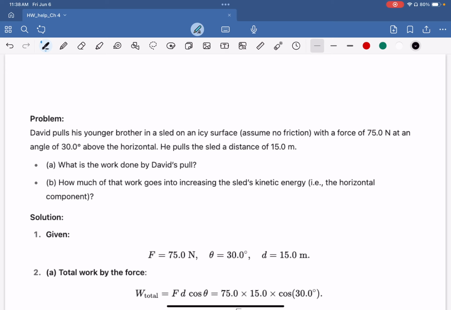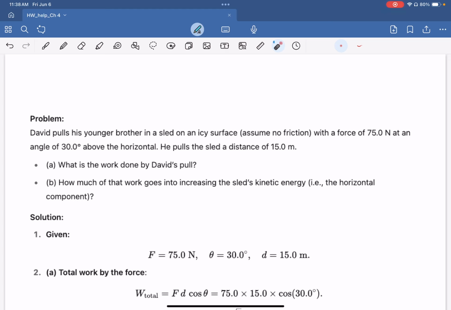David pulls his younger brother in a sled on an icy surface. Assume no friction with a force of 75 Newton. So David is pulling his younger brother in a sled with a force of 75 Newton at an angle of 30 degrees above the horizontal. He pulls the sled a distance of 15.0 meter. What is the work done by David's pull? How much of that work goes into increasing the sled's kinetic energy?